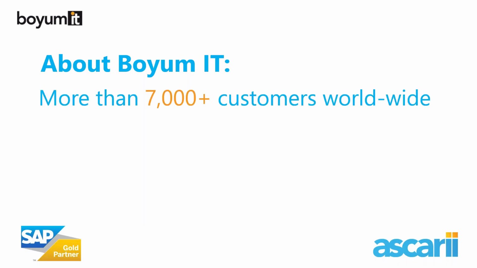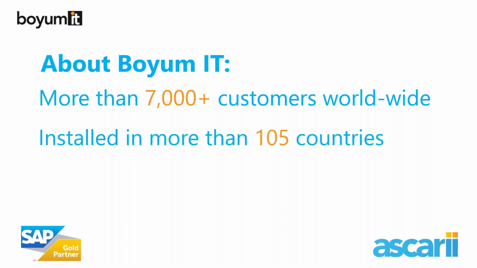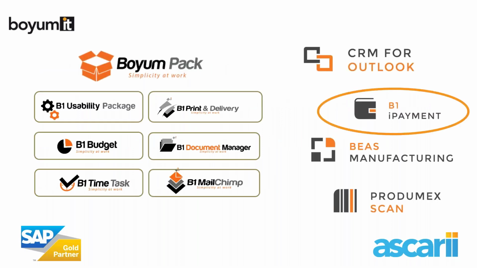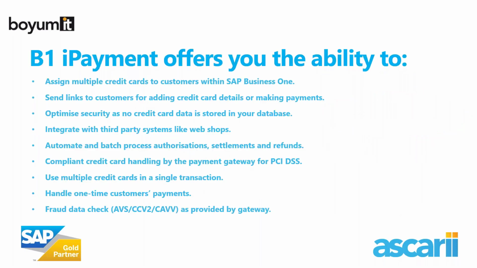They've got more than 7,000 customers worldwide in 105 countries and 170,000 users. From an Ascari point of view, we generally don't sell SAP without Boyum because it just gives great functionality. On the screen you can see there's many different things that Boyum offer, but the specific one we're going to talk about today is the B1 iPayment. I'm not going to talk through this because Rosie's going to talk about the vast majority of what you can very briefly see on the screen.